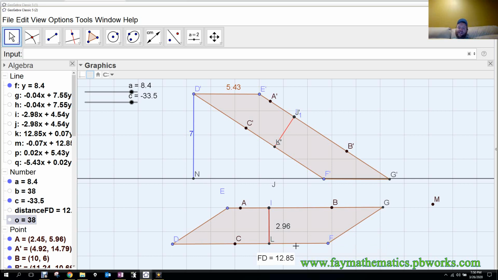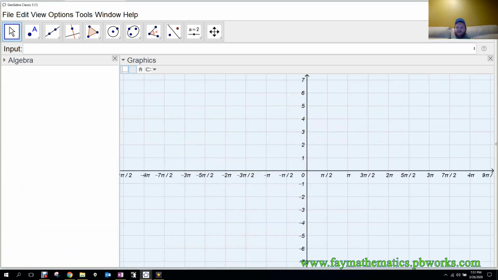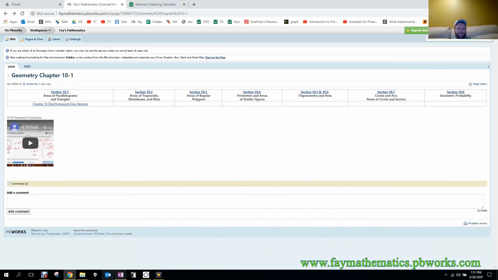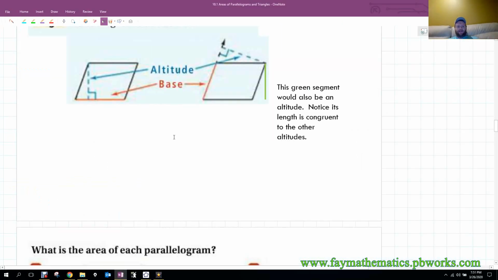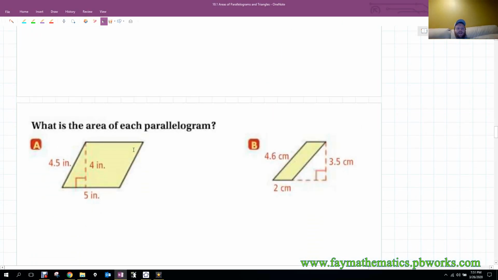So I want you guys to understand that when we work with the parallelogram, the base times height formula is true, but you might use a base and a height that is different than what I use or what your neighbor uses, but you both still get to the same total area. So that's just something to think about. And that's really what this slide here was getting at. Okay, so here's some examples.